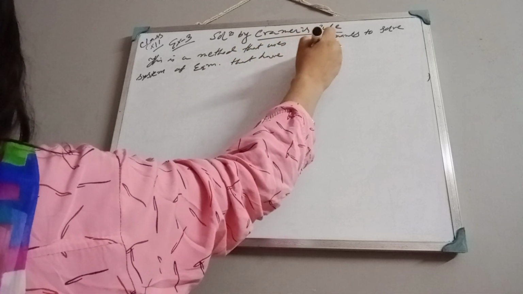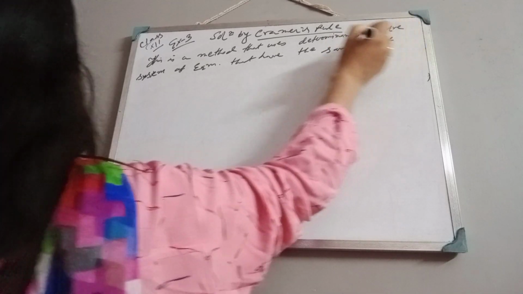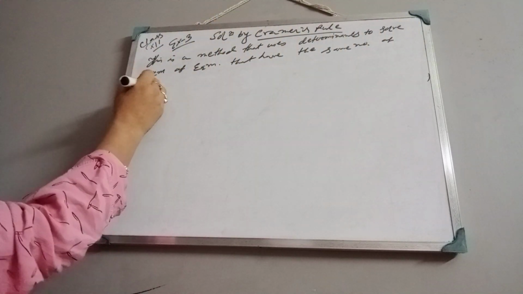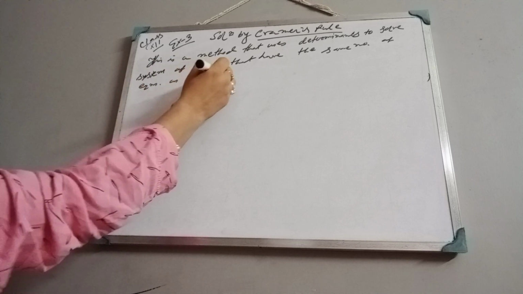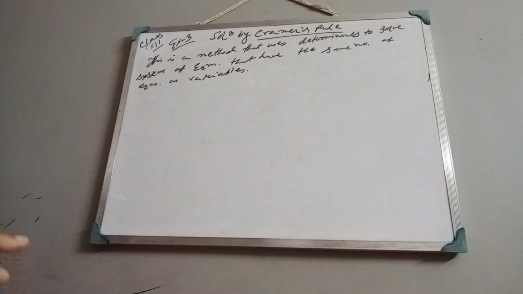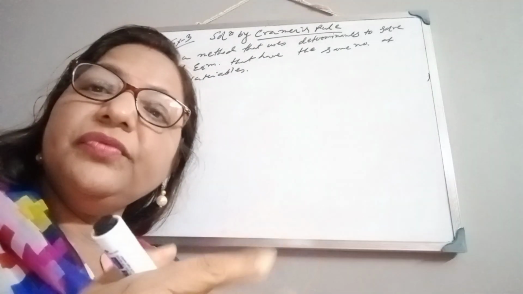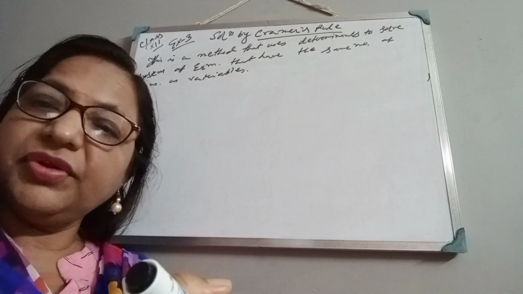that have the same number of equations as variables. What does it mean? That means if there are say two unknown variables, then there will be two equations. If there are three unknowns, then there will be three equations.